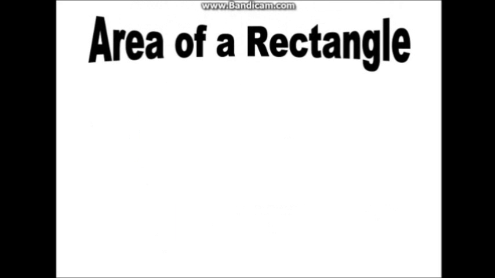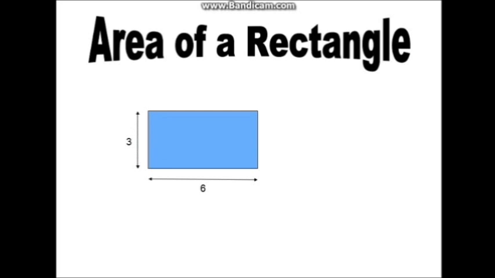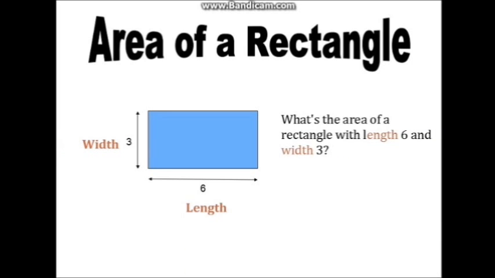Now, let's come up with the formula for finding the area of a rectangle. This side of the rectangle has a length of 6, and this side has a length of 3. You'll often see various names for the sides of a rectangle. Sometimes you'll see base and height. Other times, you'll see length and width. For now, let's stick with length and width.